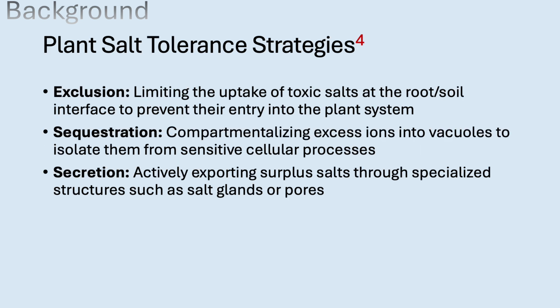Of course, if this is where the story ended, there wouldn't be widespread plants or agriculture today. Plants have evolved strategies to limit the damage that salts can do. They can exclude ions, preventing them from entering the roots. They can sequester ions, packing them up where they can't do damage. They can even secrete the accumulated ions as salts through glands or pores.